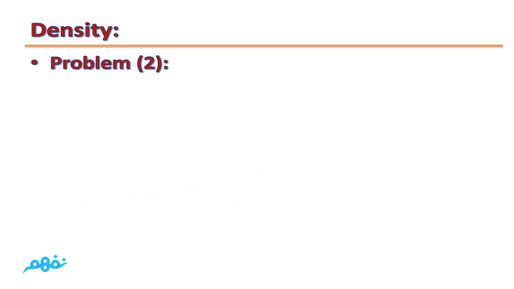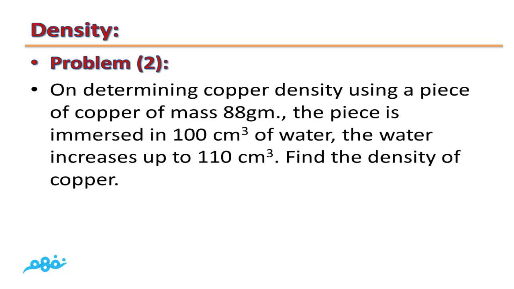The second problem about density: on determining copper density using a piece of copper of mass 88 gram, this is the mass of copper. The piece is immersed in 100 cubic centimeter of water, so this is the volume of water. The water increases up to 110 cubic centimeter. This is the volume of water and copper together. Find the density of copper.